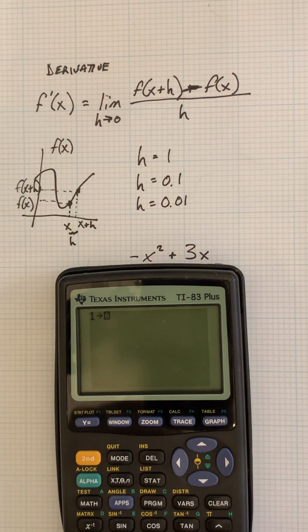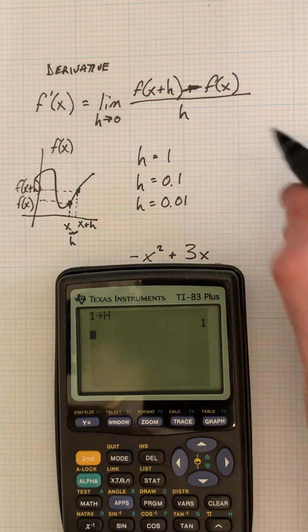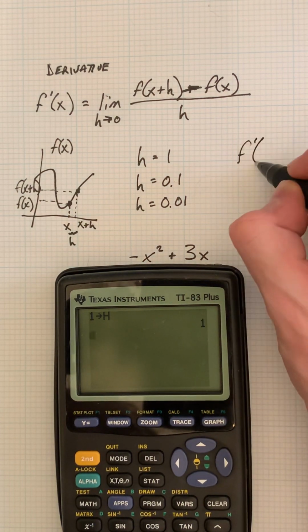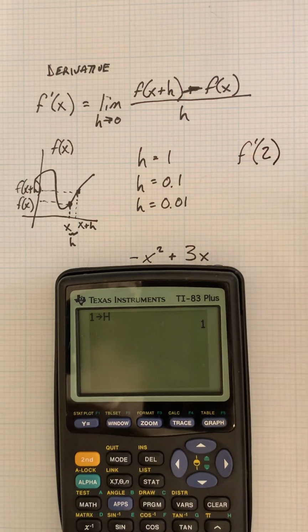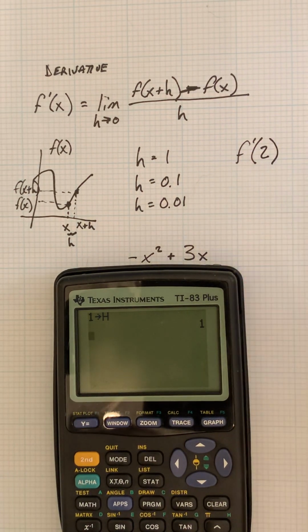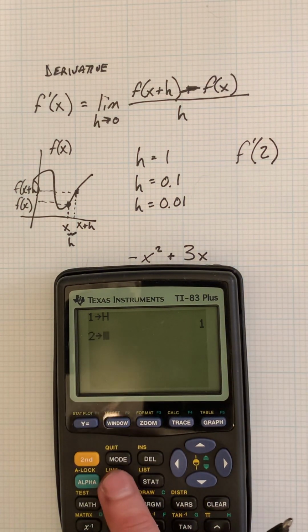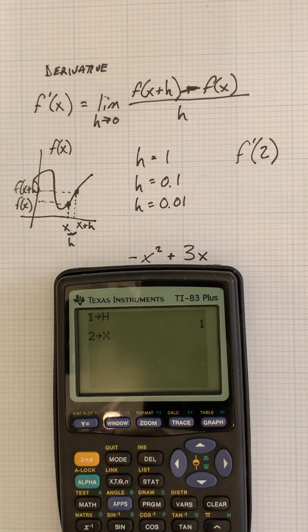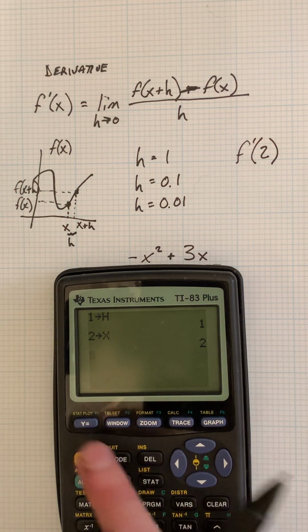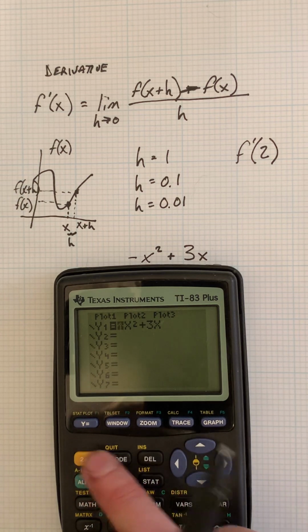So we do 1 store alpha h. And let's evaluate f prime of 2. So that is an x equals 2. So we're going to do 2 store x. Now we've got our function here in y.